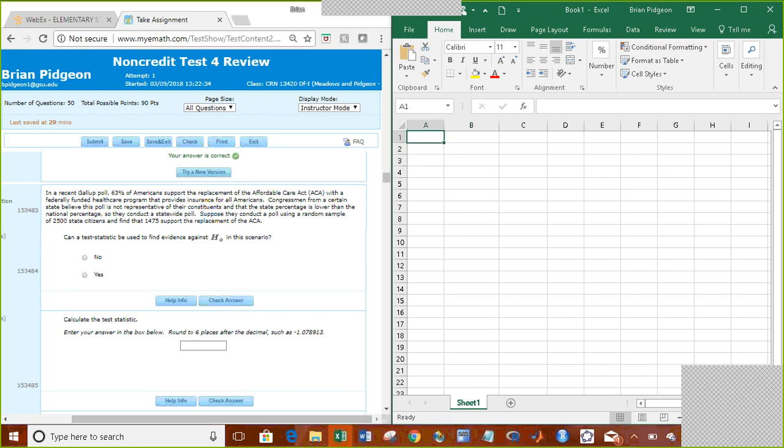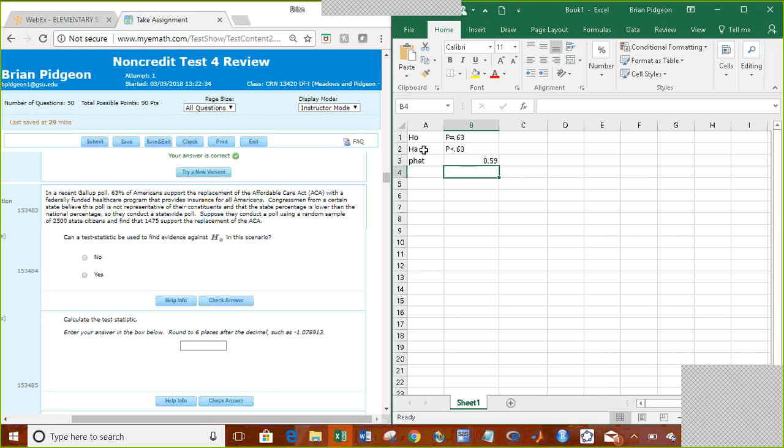So in a recent poll, 63% of Americans support the replacement of the Affordable Care Act with a federally sustained plan. Okay. So our null hypothesis in this case is that p equals 0.63. And the alternative is that p is lower than 0.63. And then he takes a sample, and p hat is 1,475 out of 2,500 support replacement. There's our p hat.